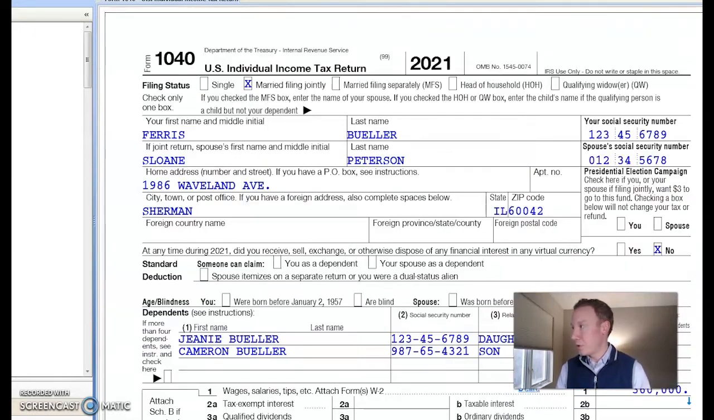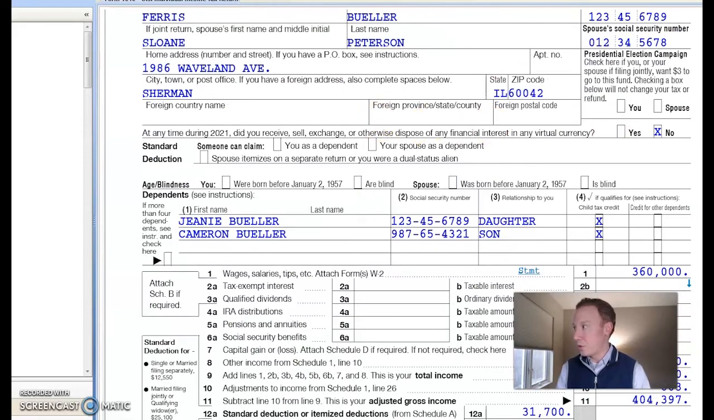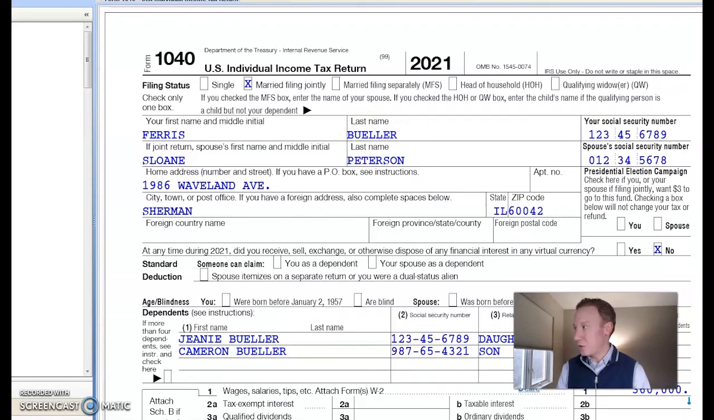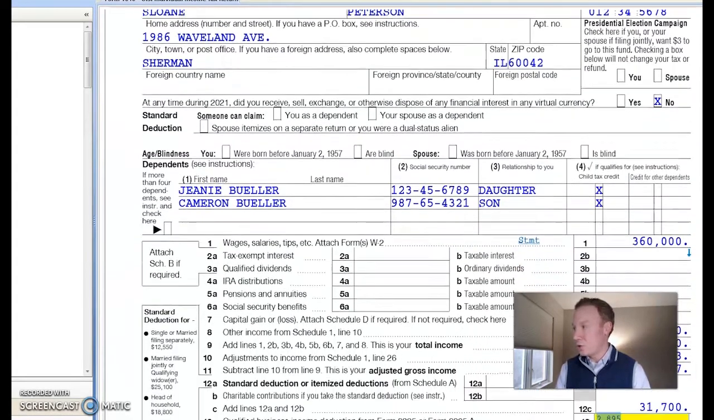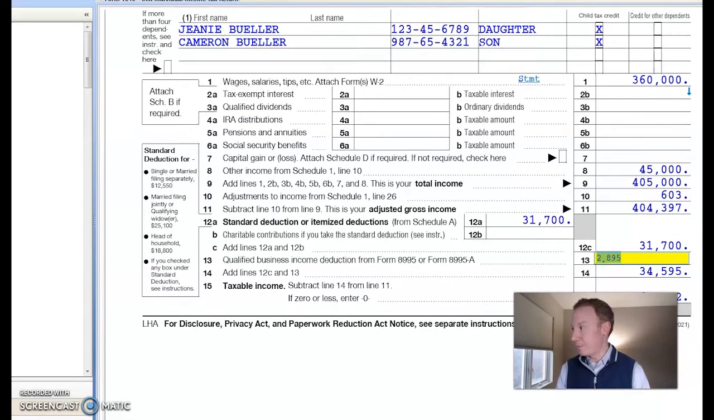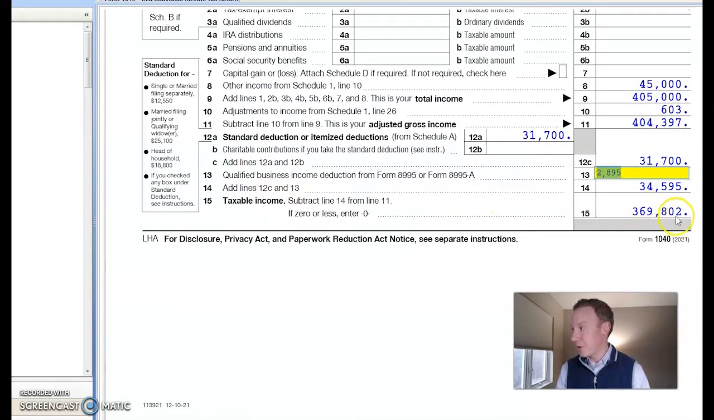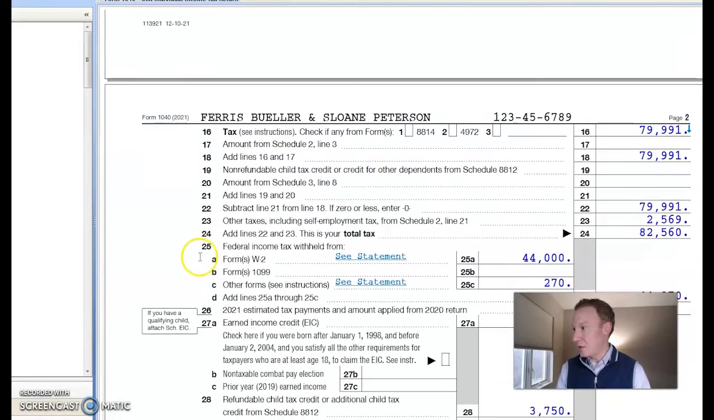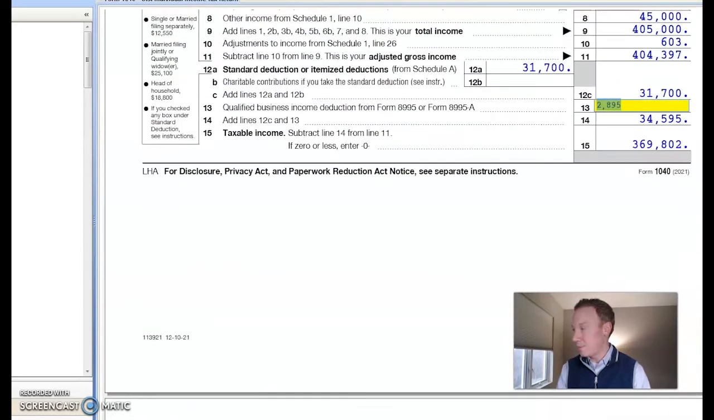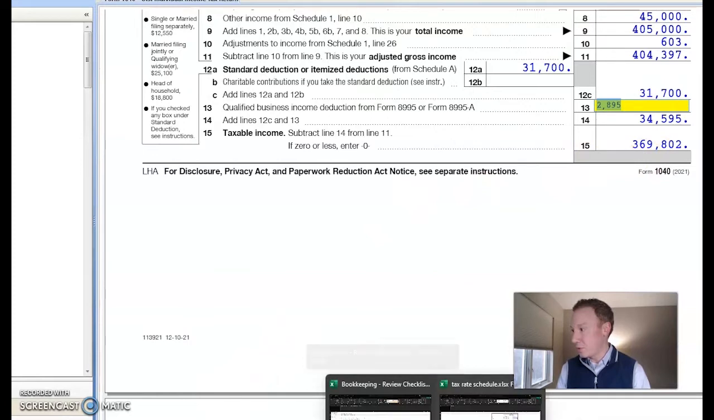So going back to our tax return example, Ferris and Sloan, and if you want to pull up your 2021 tax return, you can follow along because there's two line items that you want to focus on. The first one is taxable income, line 15, and for them it's 369,000. And line 24, total tax. Those are the two numbers that we're going to focus on here. And let's jump to this Excel file.